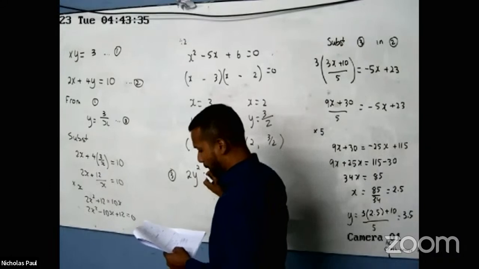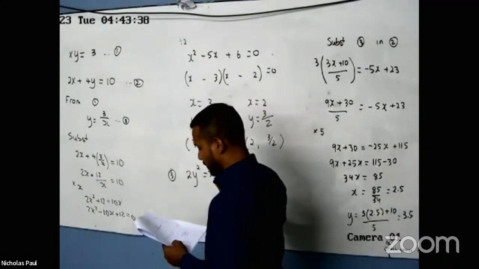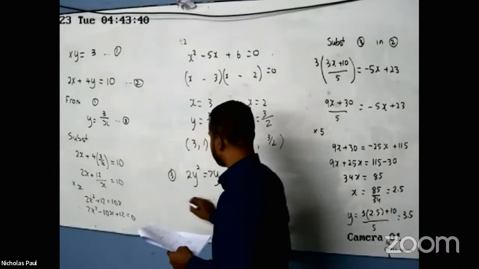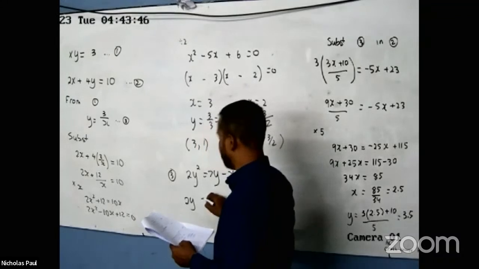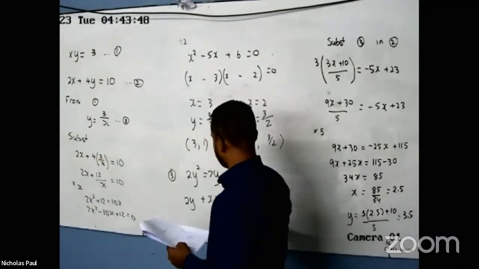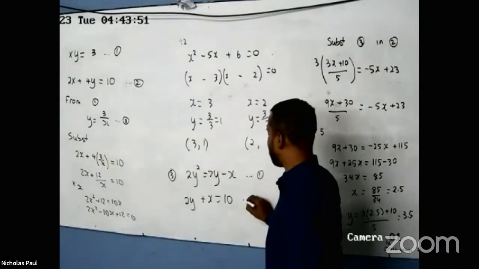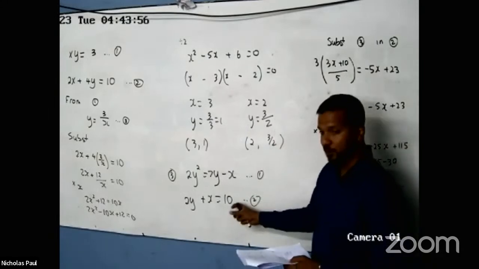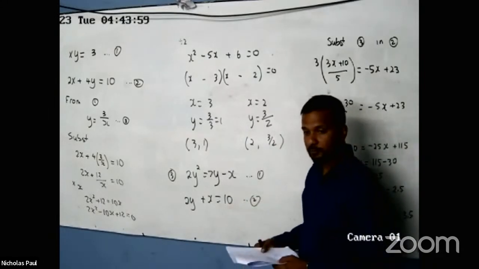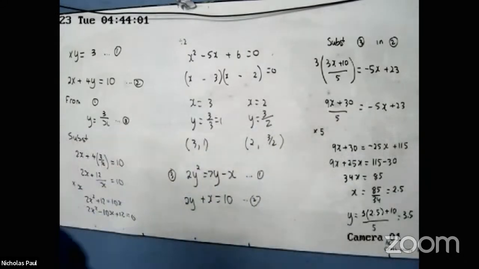2y squared is equal to 7y minus x. 2y plus x is equal to 10. Solve these two simultaneously. Right? Actually, you could actually use this one to make x or y the subject, right? So 2y squared is equal to 7y minus x, and 2y plus x is 10.